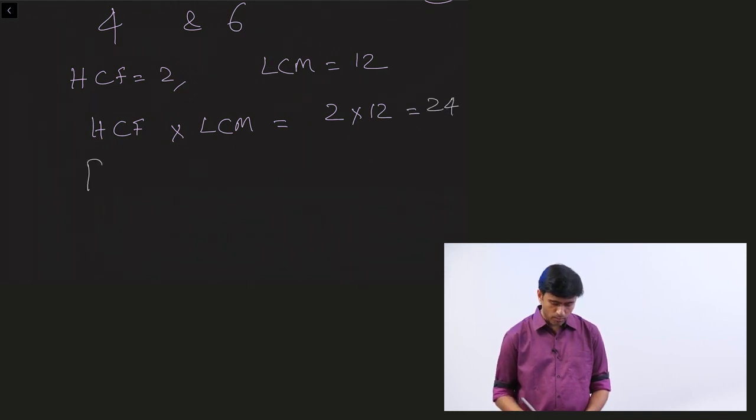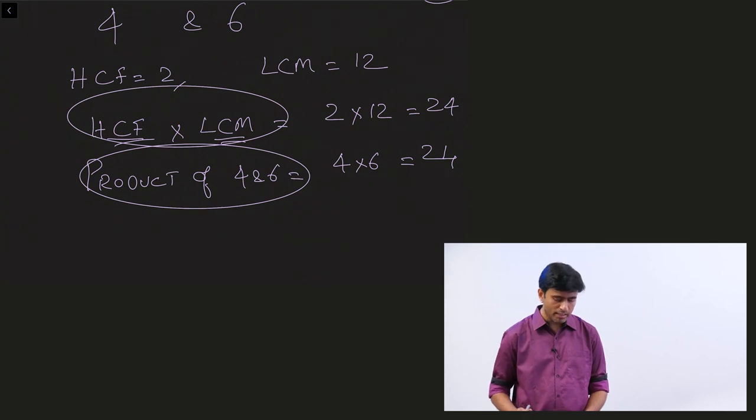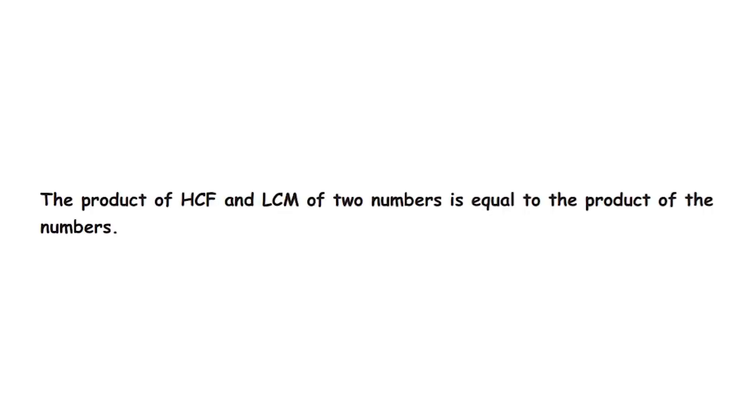How about the product of the numbers given, 4 and 6? 4 into 6 is 24. Therefore we see the product of HCF and LCM is the same as the product of the given numbers. That is an interesting property of HCF and LCM. The product of HCF and LCM of two numbers is equal to the product of the numbers. You can take any numbers, you will find those numbers satisfying this property.